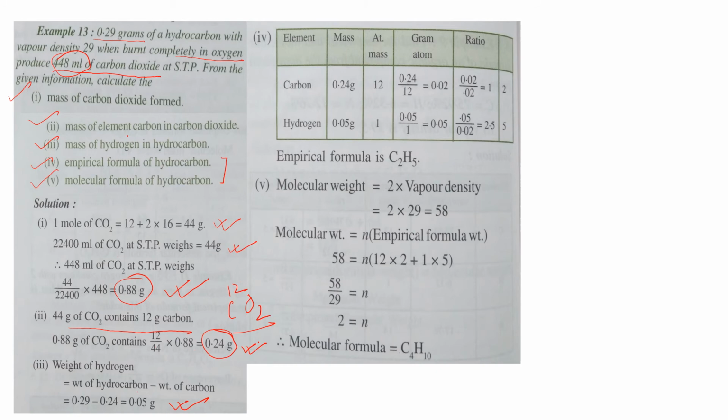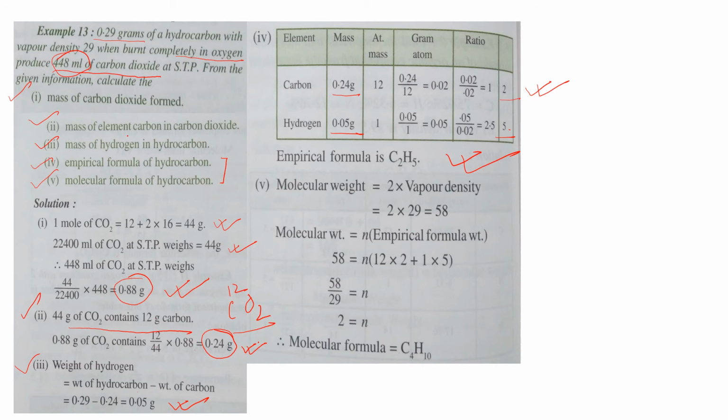Now for number 4, just do it with the help of the table. Carbon I am getting 0.24, hydrogen I am getting 0.05. That I have already got from answer 2 and answer 3. Now atomic mass 12 and 1, from there I am getting the ratio, that is 2:5. Now if I am getting 2:5, that means empirical formula C2H5. Yes, C2H5. So the fourth question answer I got.